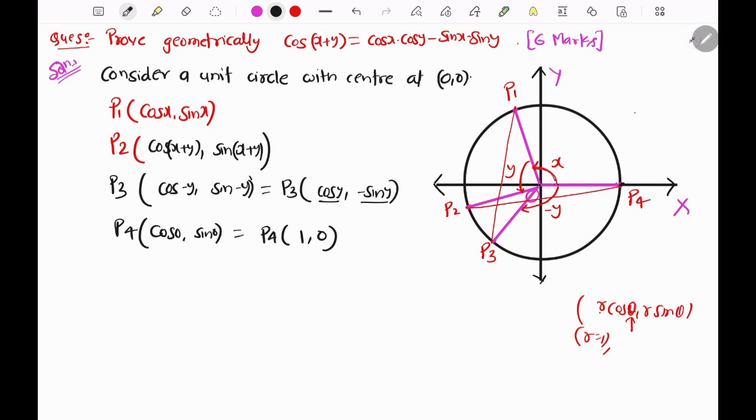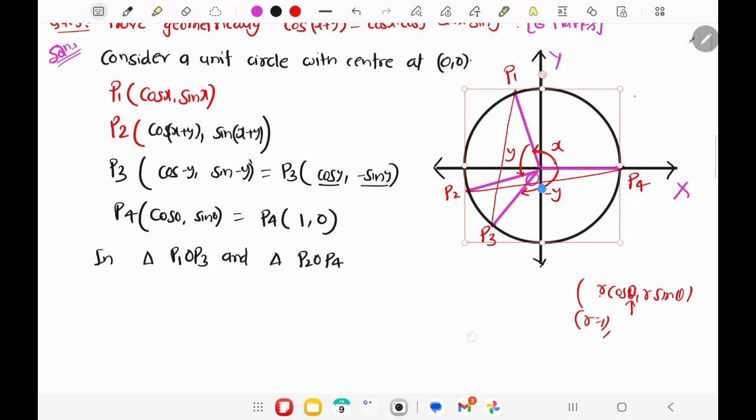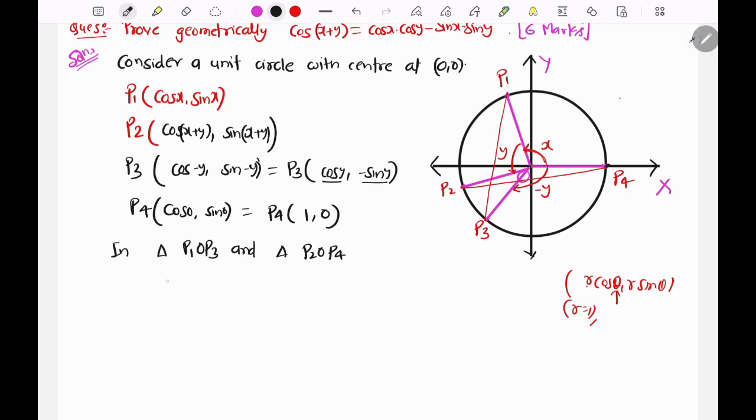Now we will see there are two triangles, triangle P1 O P3 and triangle P2 O P4. Can you see these two triangles are similar triangles? Triangle P1 O P3 is similar to triangle P2 O P4.